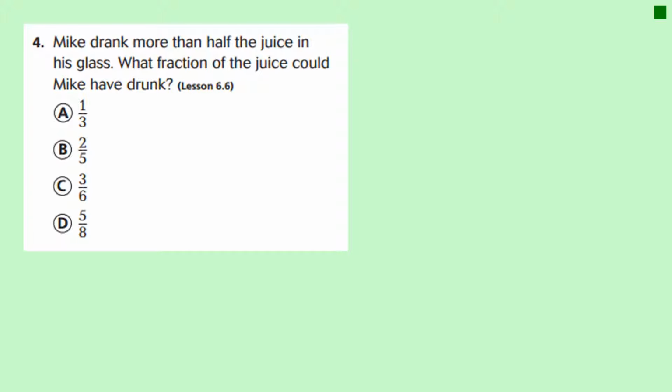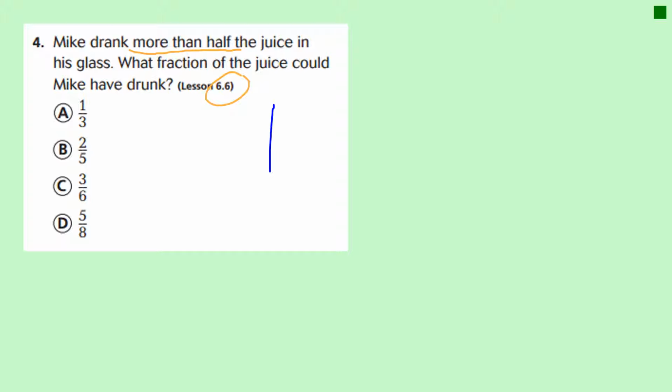Number 4, and this has to do with lesson 6 in chapter 6. Mike drank more than half the juice in his glass. What fraction of the juice could Mike have drunk? Mike drank more than half the juice in his glass. What fraction could Mike have drunk? Okay, so which of these fractions is greater than half or more than half?